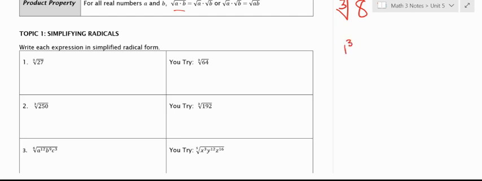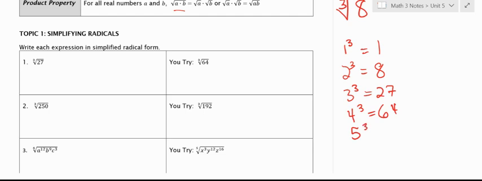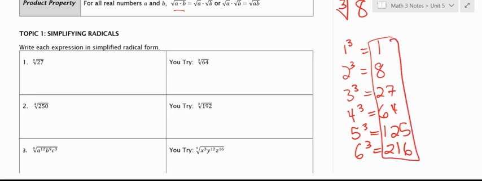If we list these out, 1 cubed is 1, 2 cubed is 8, so 8 is actually a cube, 3 cubed is 27, 4 cubed is 64, 5 cubed is 125, and I'll go up to 6 cubed, which is 216. These are what we call our cubes. So like we do with perfect squares, we're going to try to break up a value into a product where one of the factors is a cube.